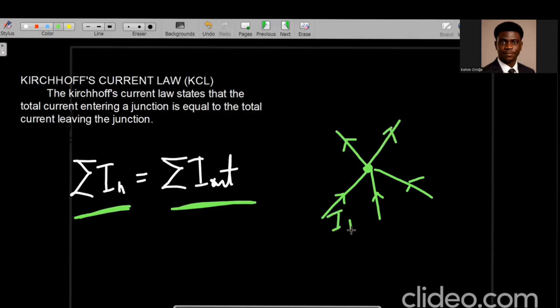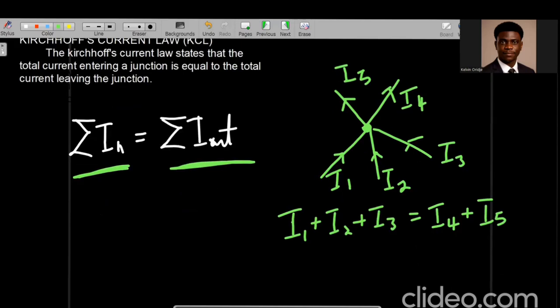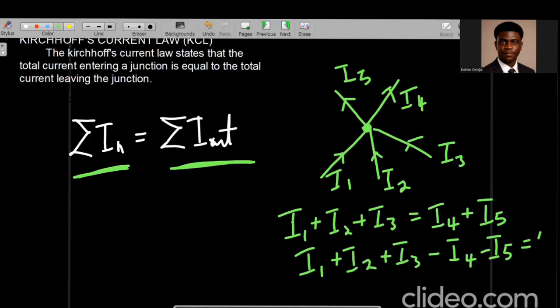So let's label our currents I1, I2, I3, I4, and I5. What Kirchhoff is saying is that the total current entering this junction, which is I1 plus I2 plus I3, is equal to the total current leaving the junction, which is I4 plus I5. But we can say that the summation of the current in a junction is equal to 0. That is I1 plus I2 plus I3 minus I4 minus I5 is equal to 0. So this is Kirchhoff's current law.